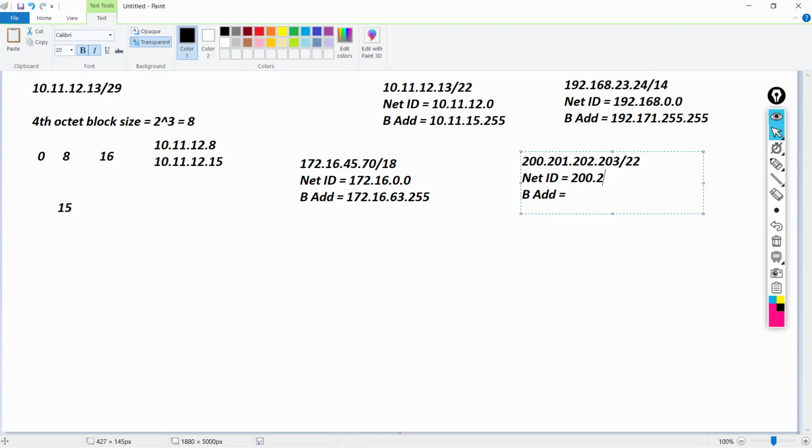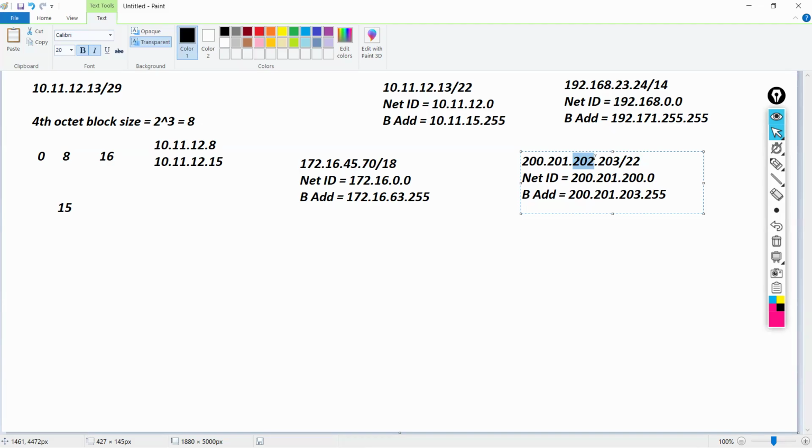So this will be 200.0 and 203.255. This is clear. For these values, you can just divide the interesting octet value with your block size. If it is going too high, you can divide it with your block size and find out what is the nearest value that gives perfect division. That will become your network ID. Is that clear?